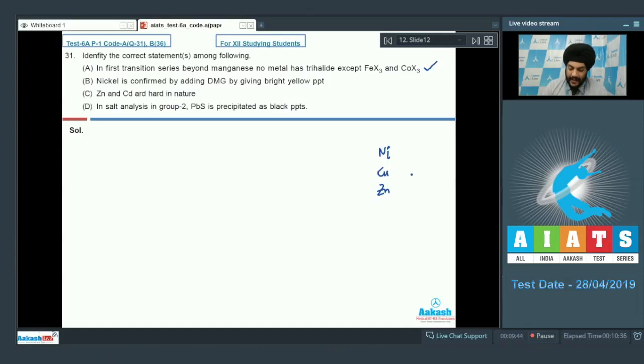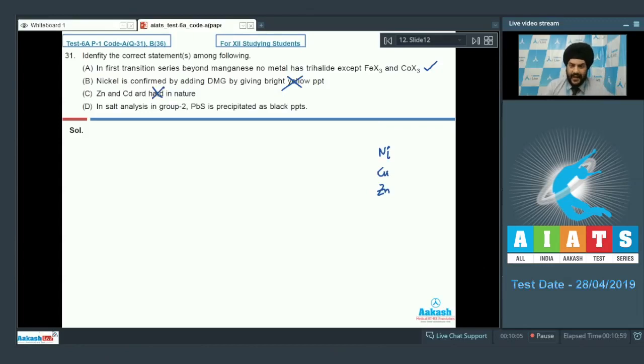If you look at the second statement now, nickel is confirmed by adding DMG giving bright yellow precipitate. This is incorrect, students. Ni2+ with DMG gives us a red precipitate. If you look at the C statement now, zinc and cadmium are hard in nature. This is incorrect, students. Zinc and cadmium are soft in nature.